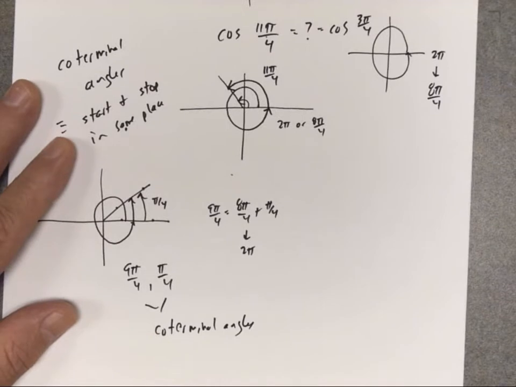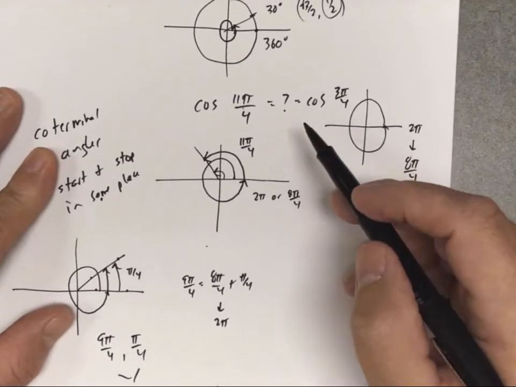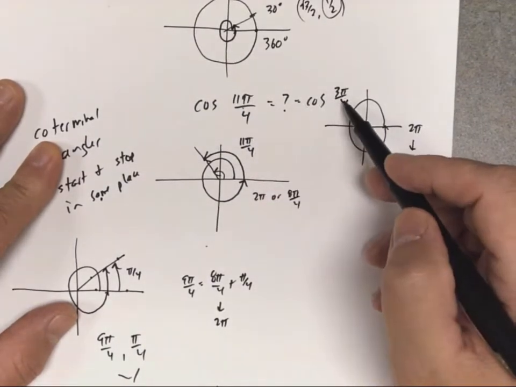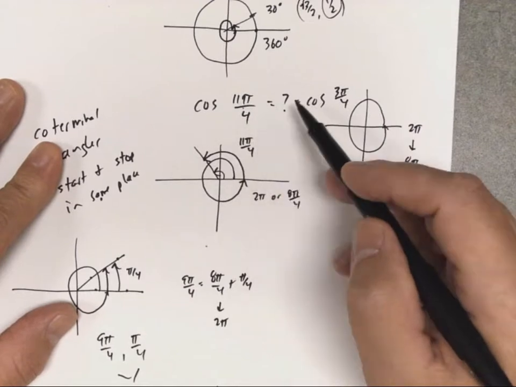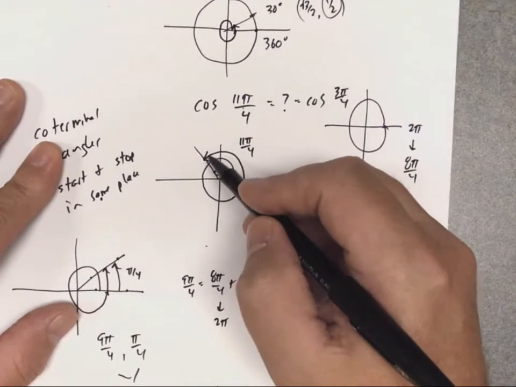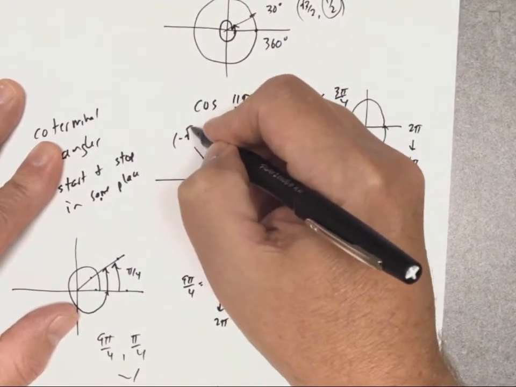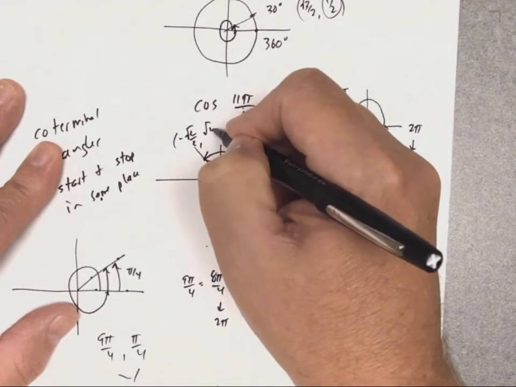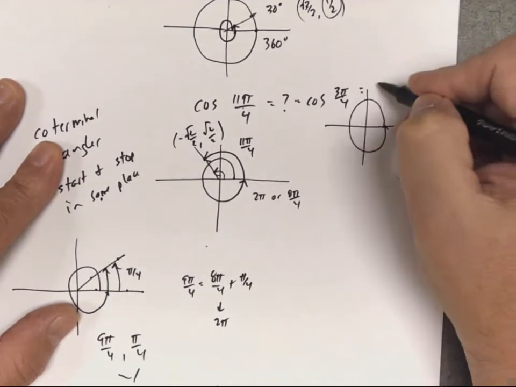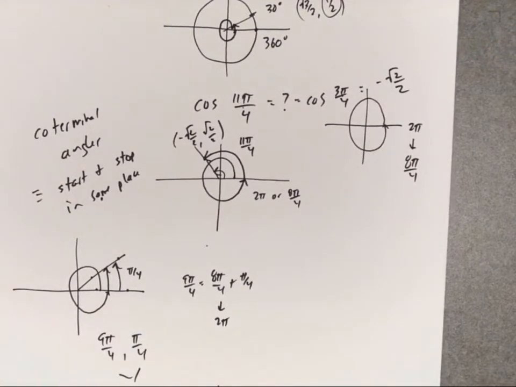Actually, I never finished this problem here. Let me quickly finish it. So we decided cosine, we find 11 pi over 4 is the same as 3 pi over 4. So the cosine of 11 pi over 4 is the cosine of 3 pi over 4. What's the cosine of 3 pi over 4? In my unit circle, for 3 pi over 4, I know my point is negative square root of 2 over 2, square root of 2 over 2. Since it's cosine, I want the x value, so therefore I know it's negative square root of 2 over 2. And I've got it.